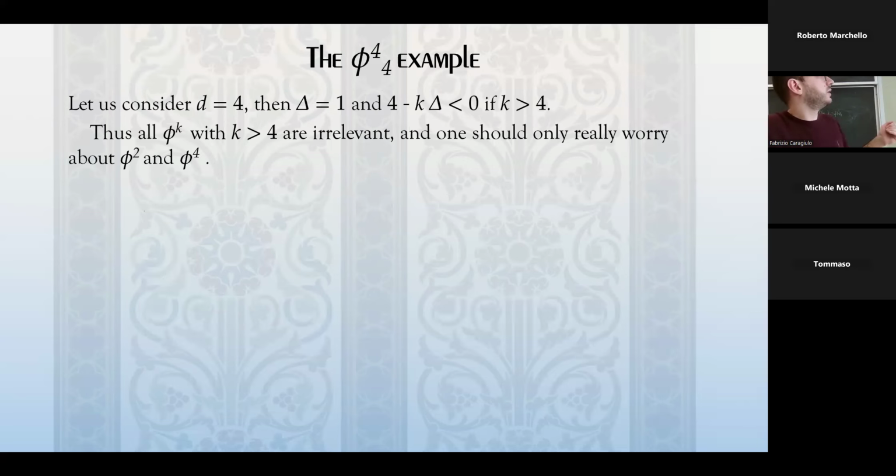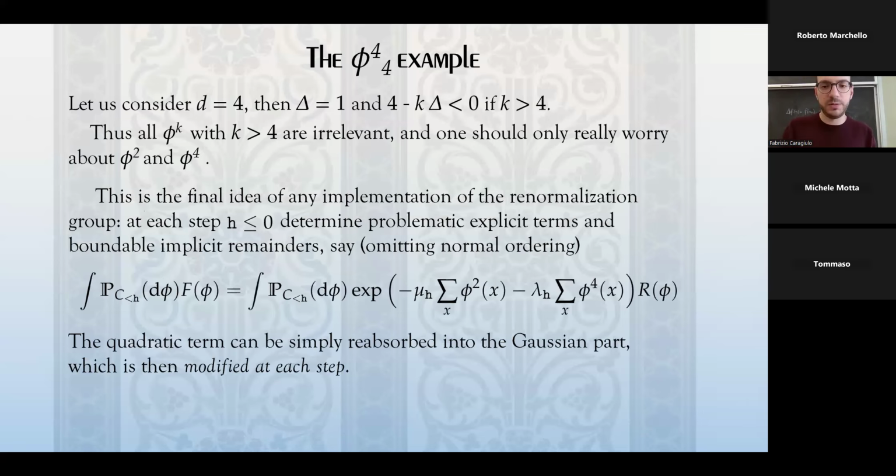And so all polynomials with exponent greater than 4 are irrelevant, in the sense that they have coefficients that tend to decrease with each scale transformation. And at least heuristically, the terms which one should really worry about are phi squared and the fourth power of phi. And this is the final element that is still missing in this Renormalization group idea.